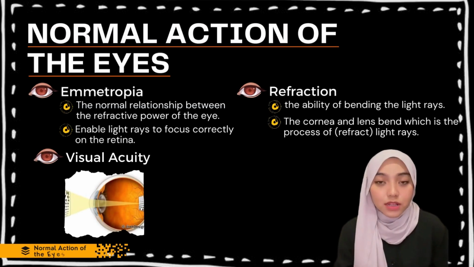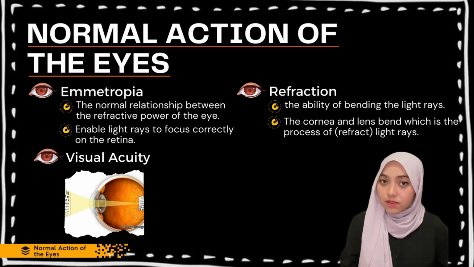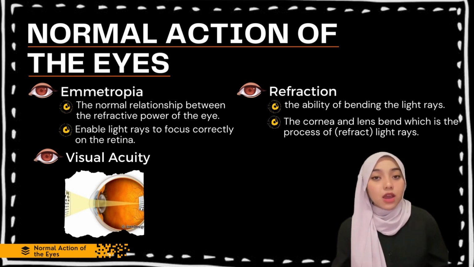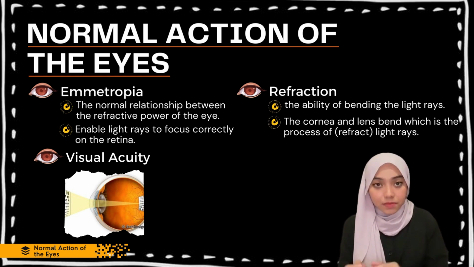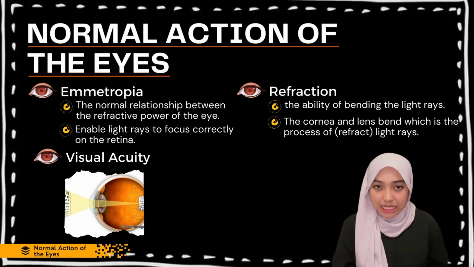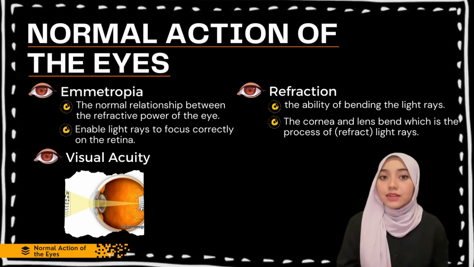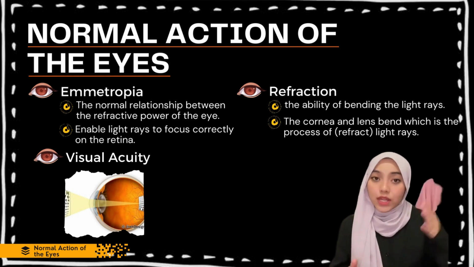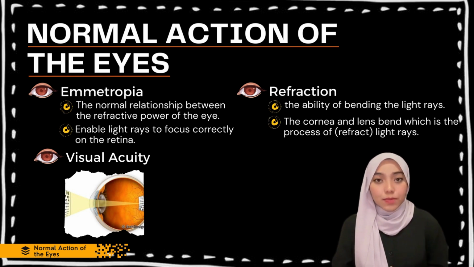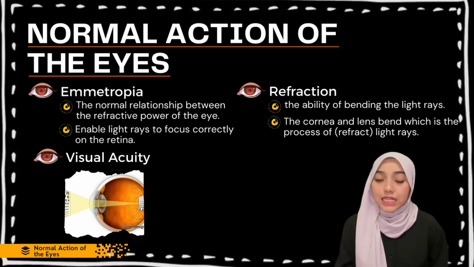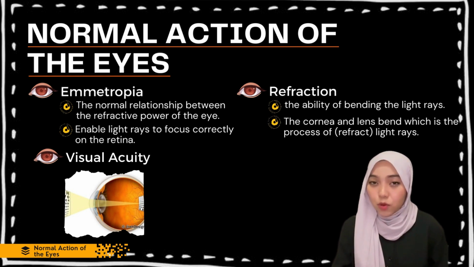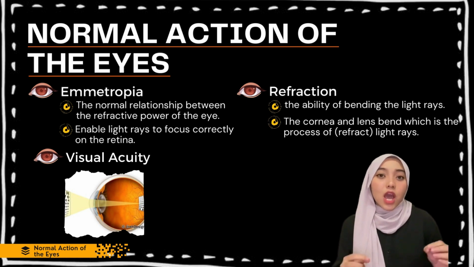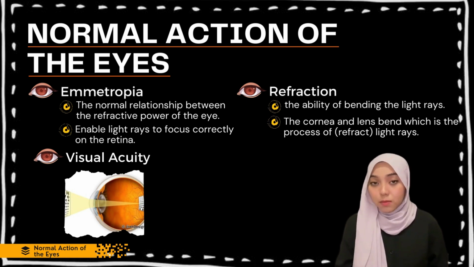Emmetropia is the normal relationship between the refractive power of the eyes and the shape of the eye that enables light rays to focus correctly on the retina. Also, refraction is the ability of bending the light rays as they pass from one object to another. The cornea and lens bend, which is the process of refracting light rays to focus them on the retina. When the shape of the eye changes, it also changes the way the light rays bend and focus. Also, this might cause blurry vision.